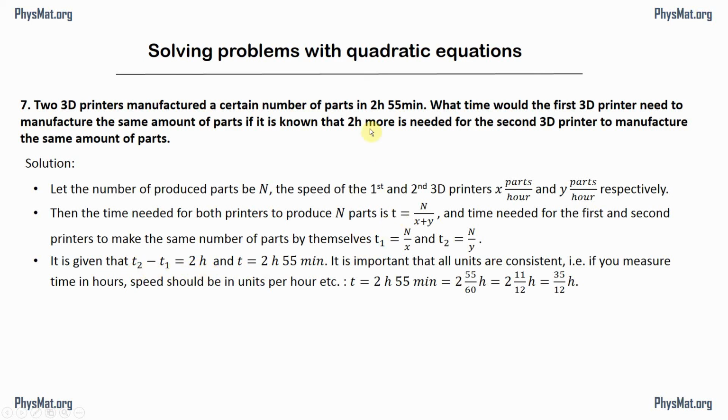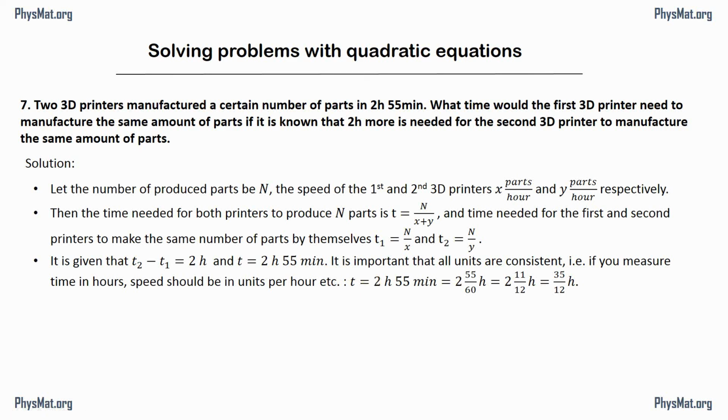And we know that when they work together, the time they need to manufacture this number of parts is 2 hours and 55 minutes. Here an important aspect is that we are giving time in hours and minutes, but our speeds are in parts per hour and our number of units is in parts, so we need to convert hours and minutes to simply hours. Because all the units should always be consistent. That's the very important thing when you solve problems.